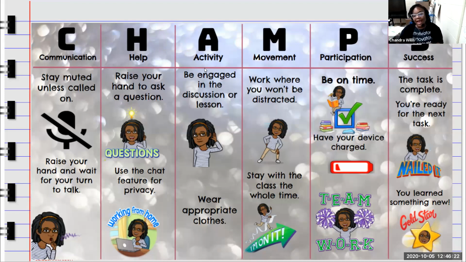Be on time and have your device charged. S is for success. If we do all these things, we will be successful. We'll get the job done and we'll learn something new.